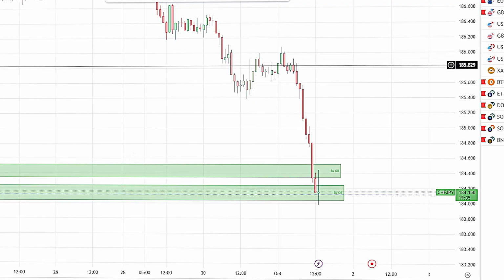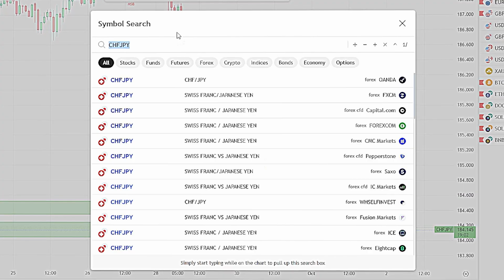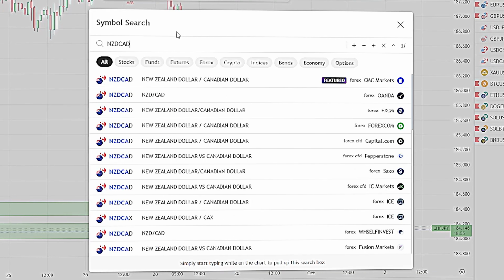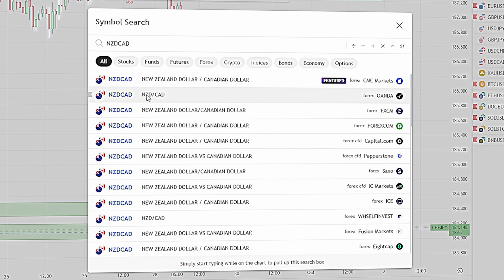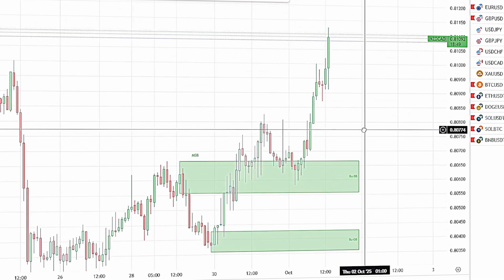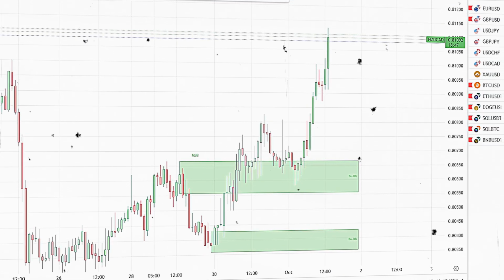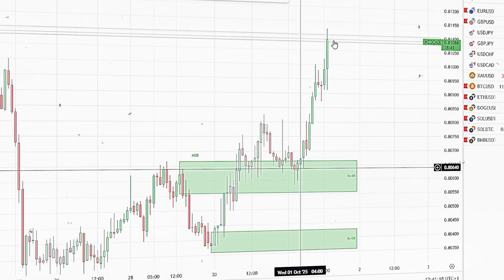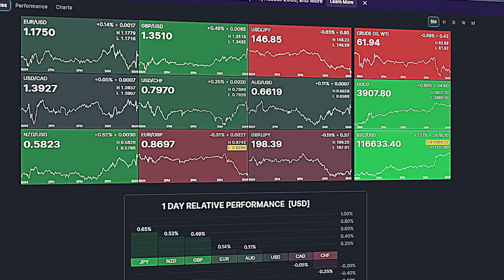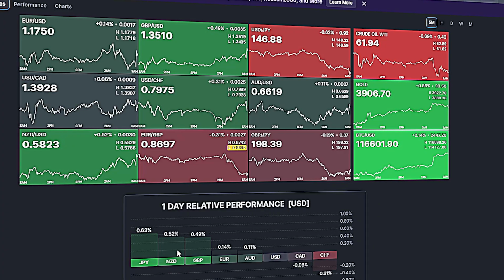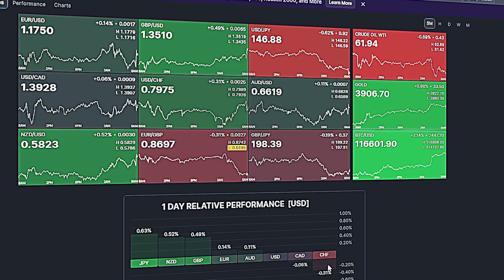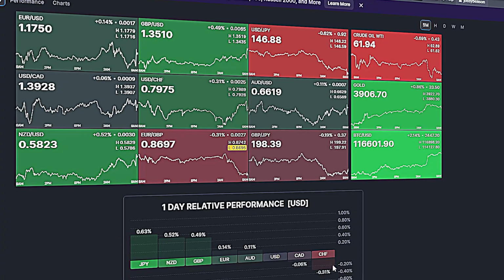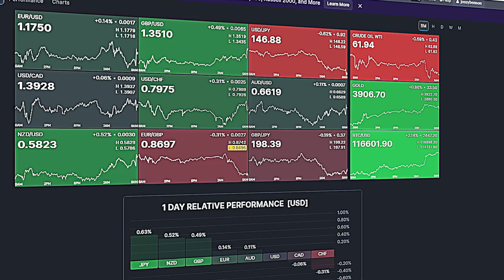NZD CAD. Let's see if we can find such a currency pair. Let's go here straight, and we come here and look at NZD Canadian dollar. Of course, that's NZD CAD. So we're going to pick this. You know why? Because NZD here is the base currency, and the Canadian dollar here is the quote currency. So we expect the price to rise. If you come back to Finviz.com, you're going to see NZD as the main base currency is rising, and the Canadian dollar, as the quote currency, is falling. So I expect NZD CAD to rise, and that's exactly what is happening here.